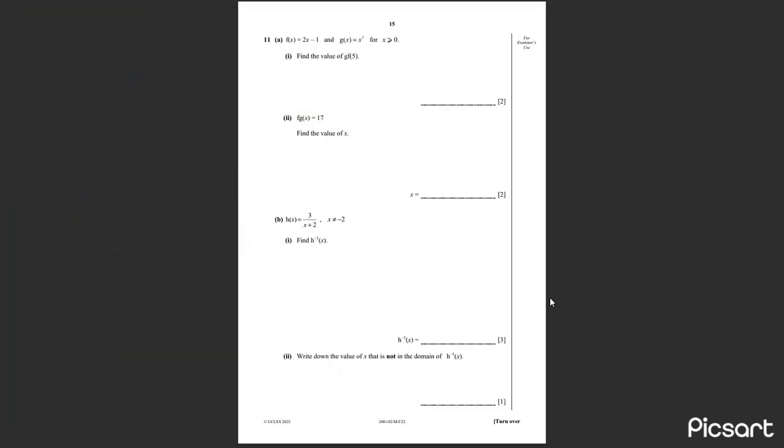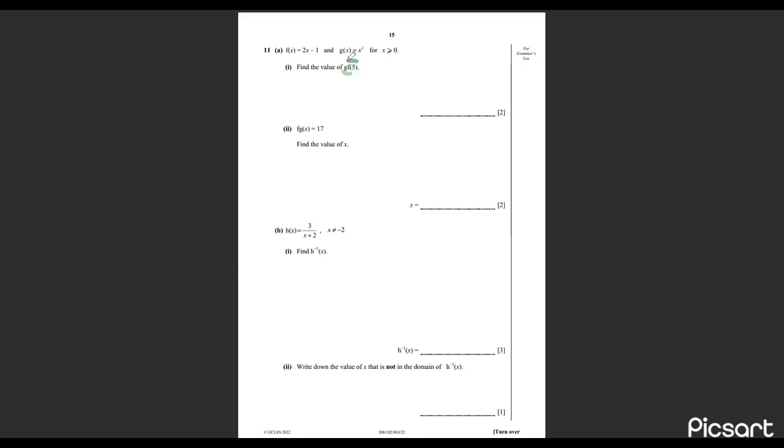Question number 11, function. Here f of x equals 2x minus 1. Let's do this. We go from inside to outside. We start from inside to outside, with f of 5. So we take f of x and put 5 instead of x.